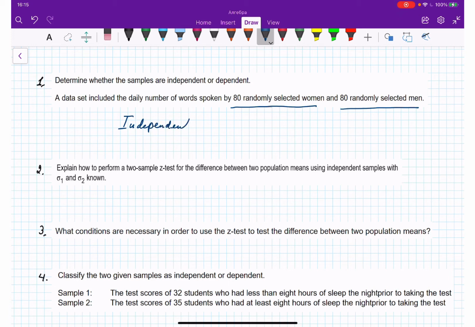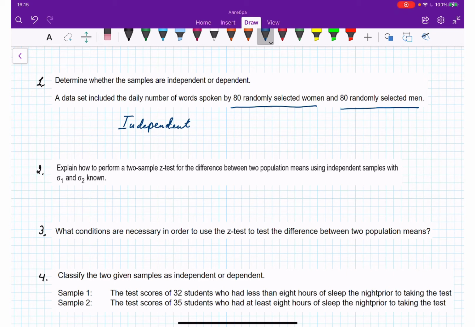Now, which one would we call dependent? Let's say we had a data set that included morning and evening temperature for the last 10 days. That would be dependent, because it's the same 10 days and you measure at different times of the day, morning and evening. Why is it dependent? Because it depends on how hot or how cold it was. Then in the evening it can cool down only so many degrees, right?